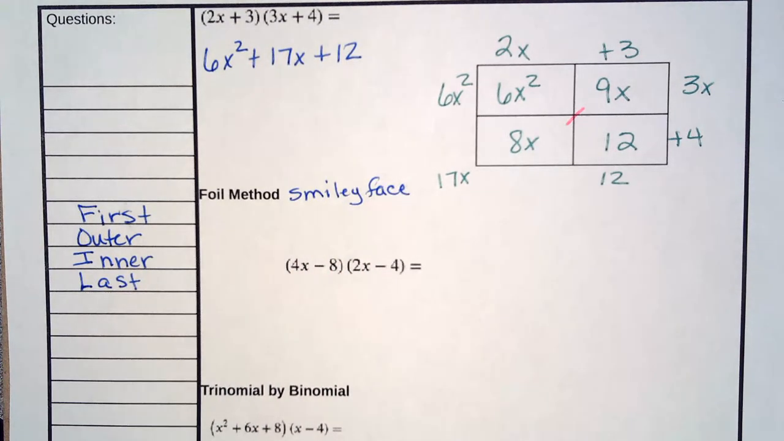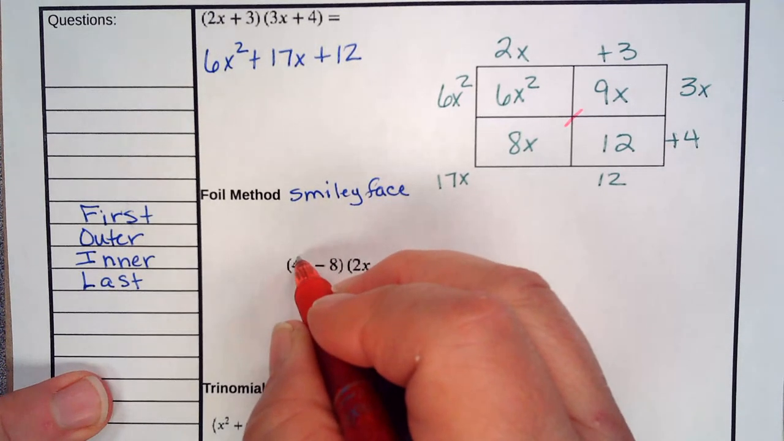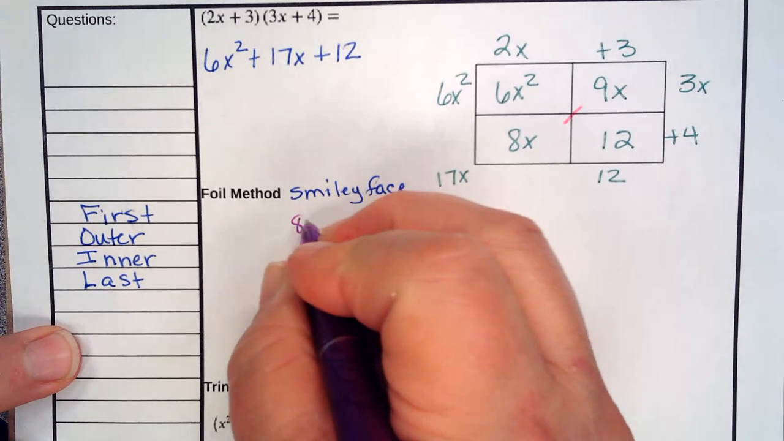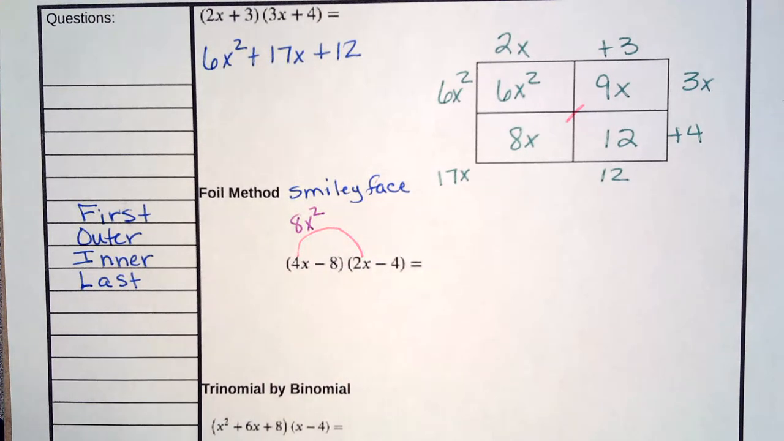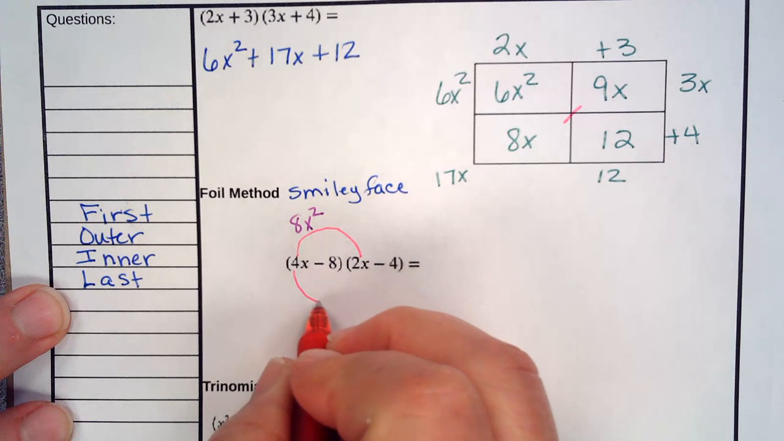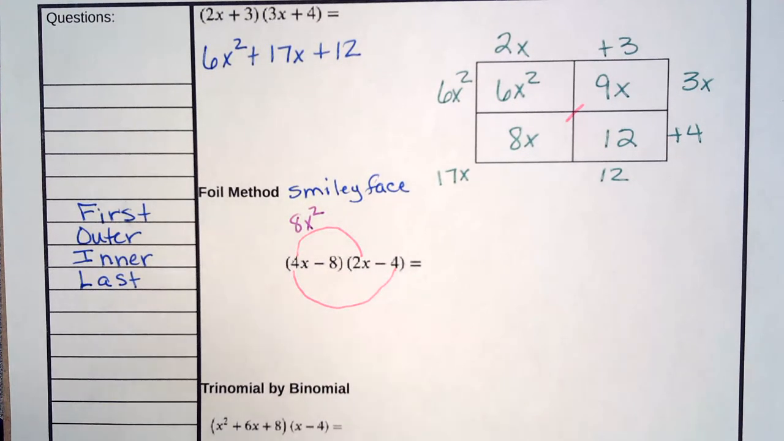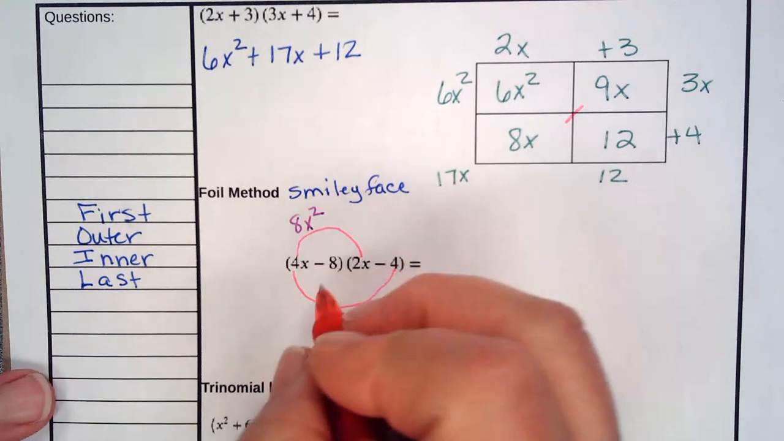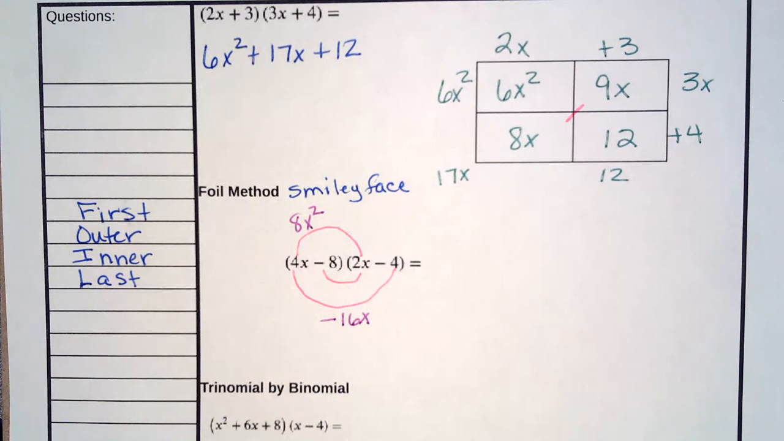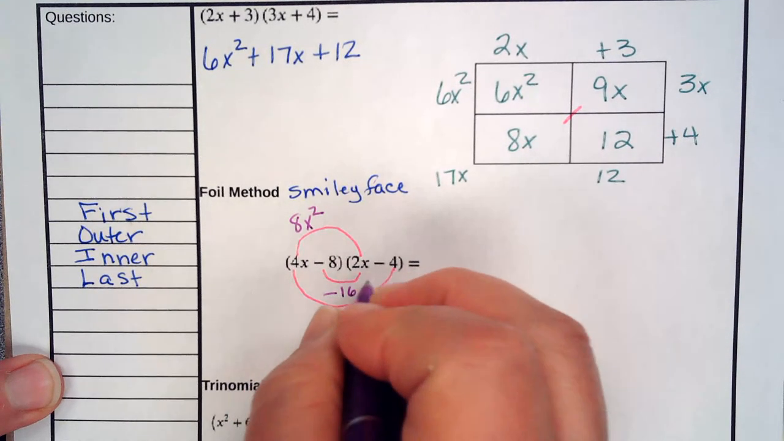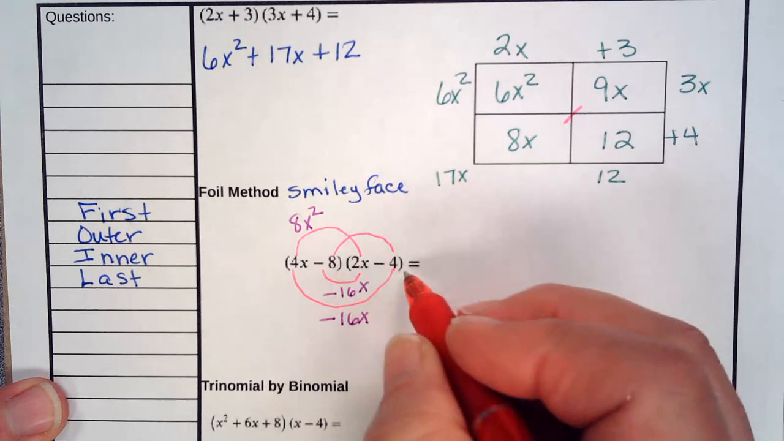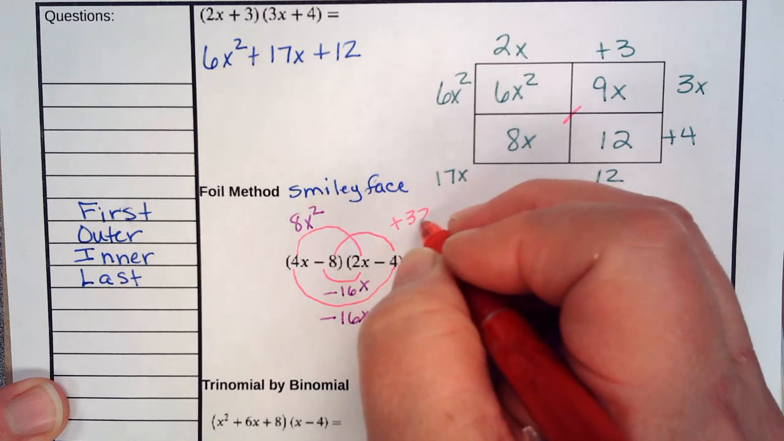Okay, why does it look like a smiley face? Well, let's look. First terms, I go from here to here. That's the top of his head. 4x times 2x is 8x squared. Outer, this goes underneath. This is his chin. 4x times negative 4 is negative 16x. Now we're to the inner. Negative 8 times 2x is negative 16x. Finally, your last. Negative 8 times negative 4 is positive 32.